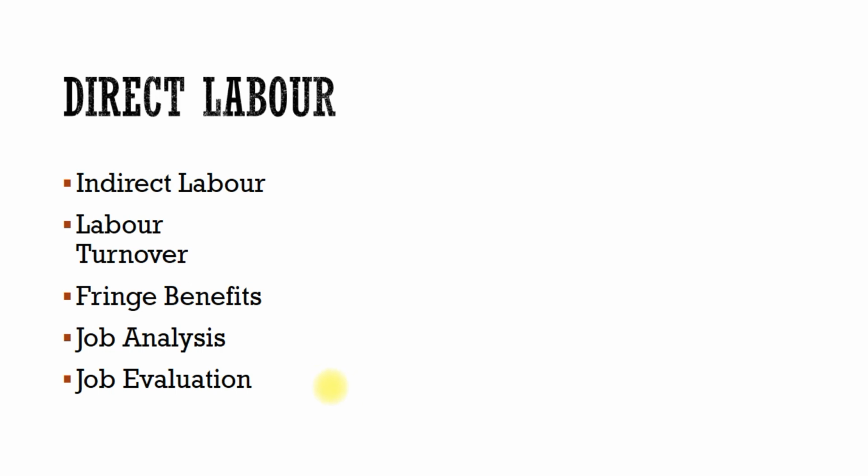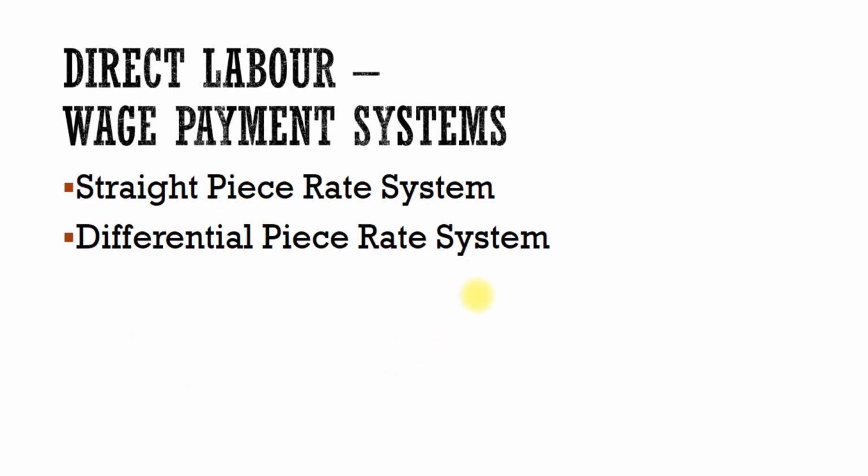Now, what is job evaluation? Job evaluation, on the other hand, is determining the relative worthiness of a job, concerned with the money received while performing the job on its successful completion, the toughness of a job, and its relative ease. So we have actually covered most of the topics. Now the next topic in direct labor is the wage payment systems.